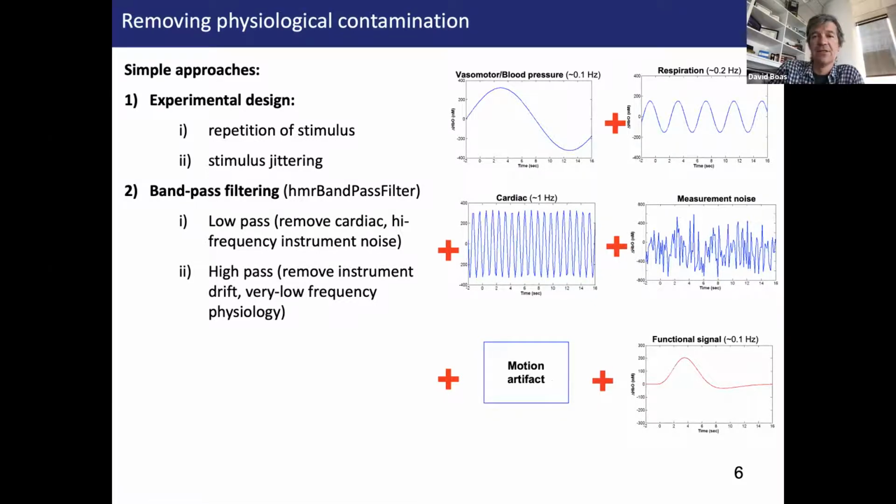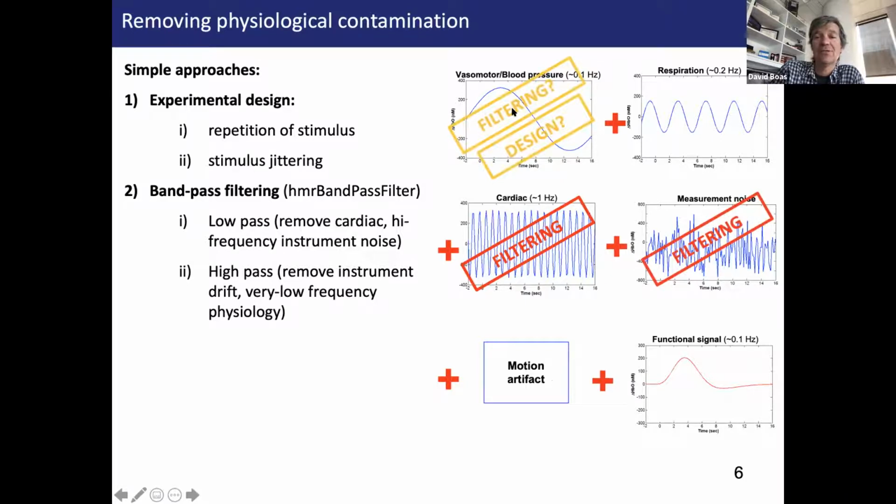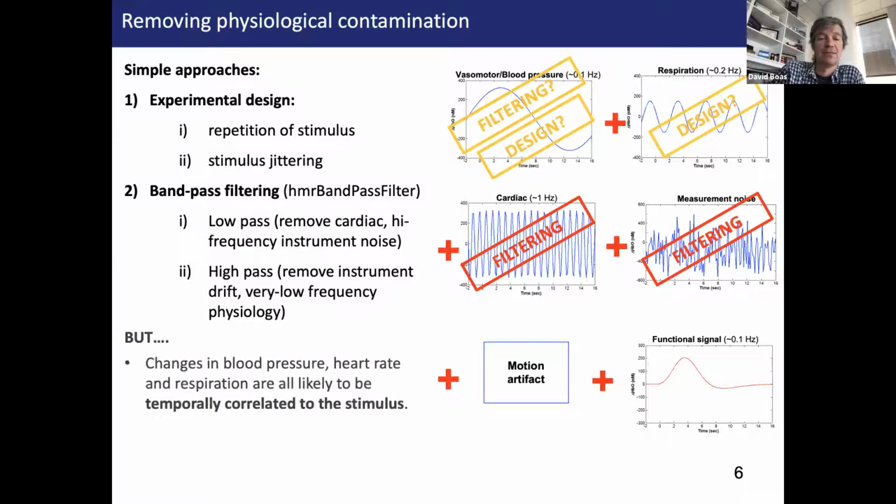Okay, so these are the sources of physiological interference. Low-pass filtering works well on cardiac signals. Low-pass filtering also works well on measurement noise. It's unclear what to do with vasomotion and respiration, just because the frequency content is overlapping with the functional signal that we want to measure. So we can try just experimental design approaches and some signal processing approaches. Right.